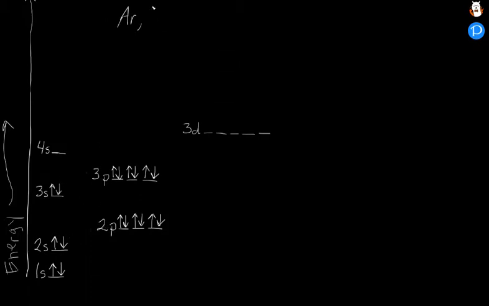Again, if I were to write that out the shorter way that we just talked about, it would be 1s2, 2s2, 2p, 1, 2, 3, 4, 5, 6, so 2p6, 3s2, 3p6. There's my electron configuration, basically just showing where all my electrons are. I've got 6 electrons in the 3p orbitals, 2 electrons in the 3s orbital, 6 electrons in the 2p orbitals, and so on and so forth.